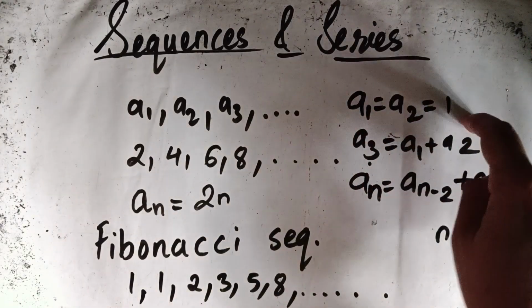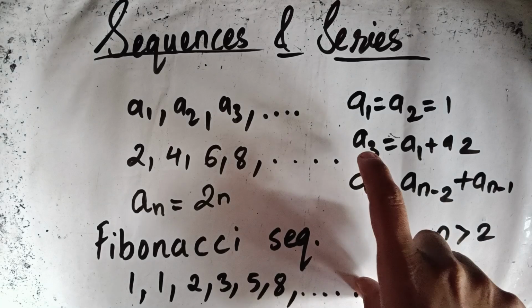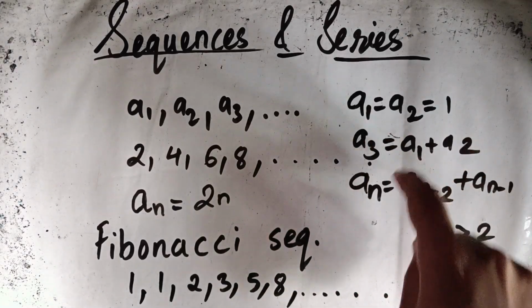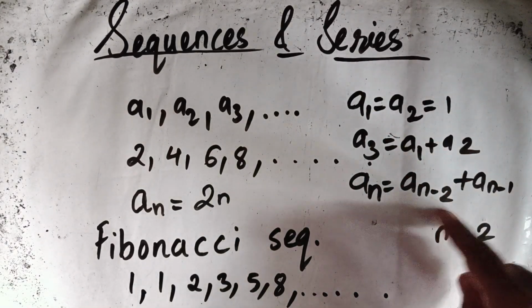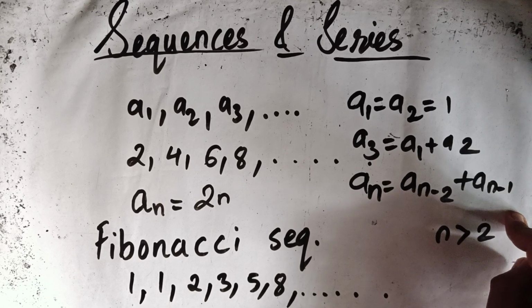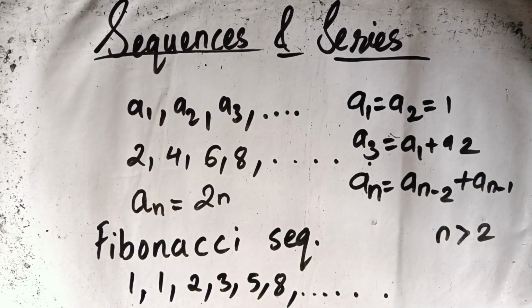A1 and A2 are fixed, and later on, that is from A3, we have to use this formula, an minus 2 plus an minus 1. Okay. This is Fibonacci sequence.